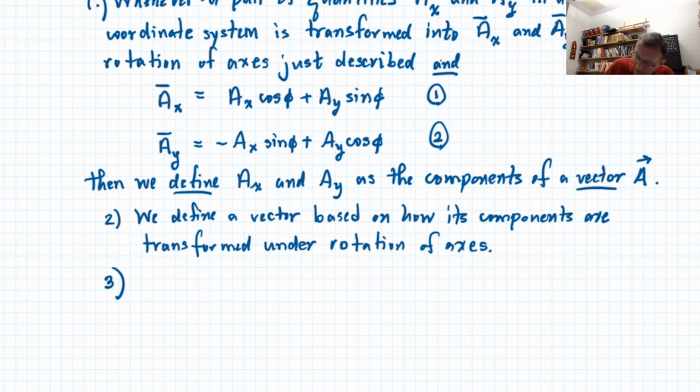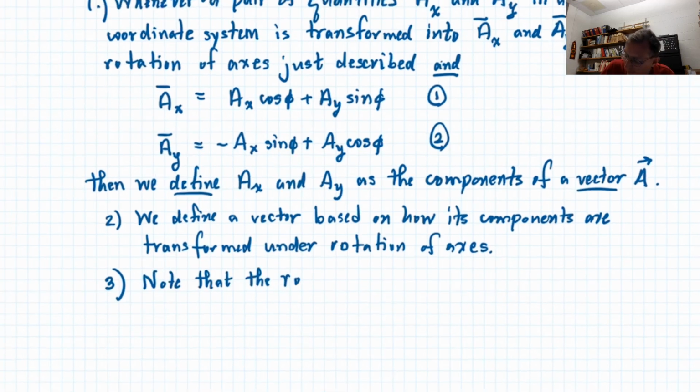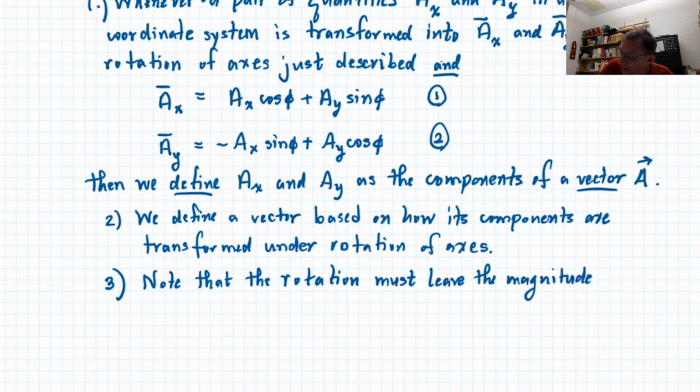So let's note then that rotation must leave the magnitude of a vector unchanged.